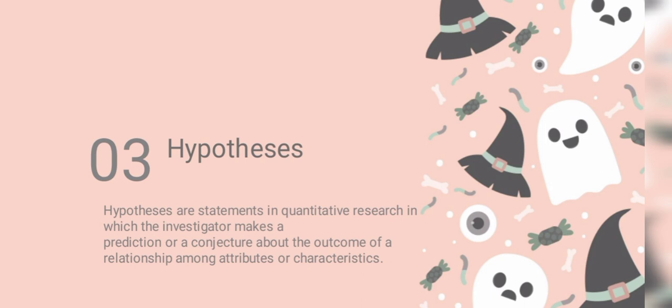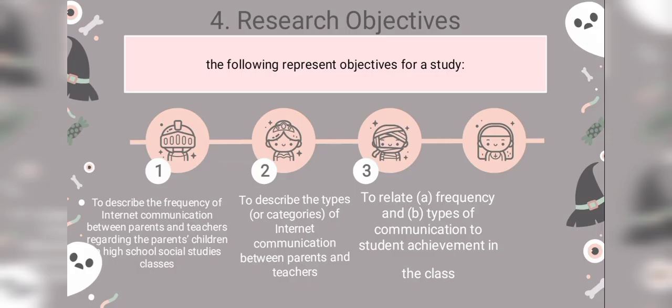And then hypotheses. Hypotheses are statements in quantitative research in which the investigator makes predictions or a conjecture about the outcome of a relationship among attributes or characteristics. Traditionally used in experiments, they serve like research questions to narrow the purpose statement to specific predictions. And then research objective.